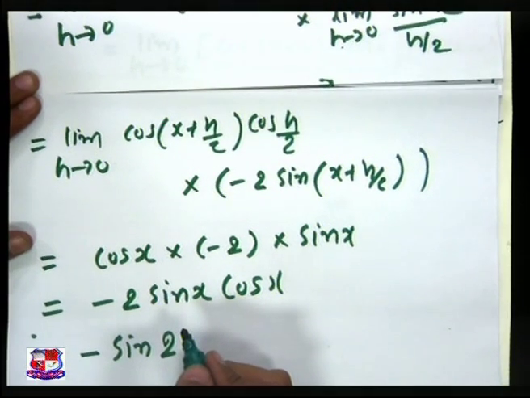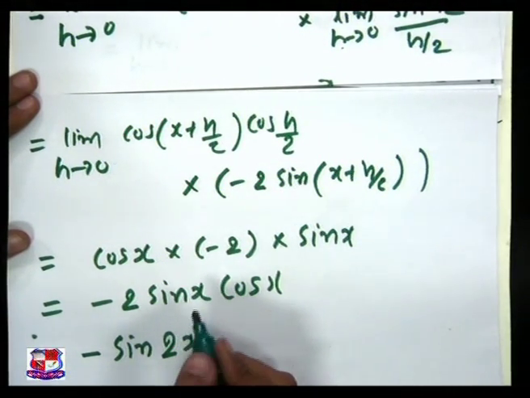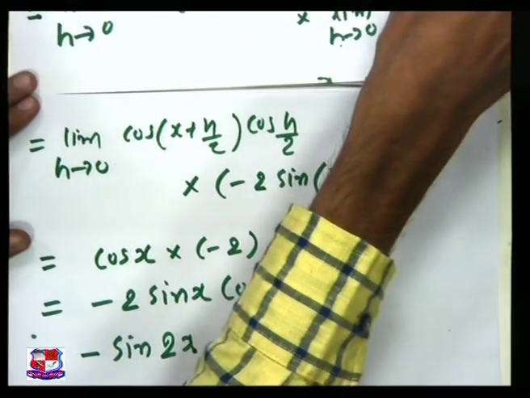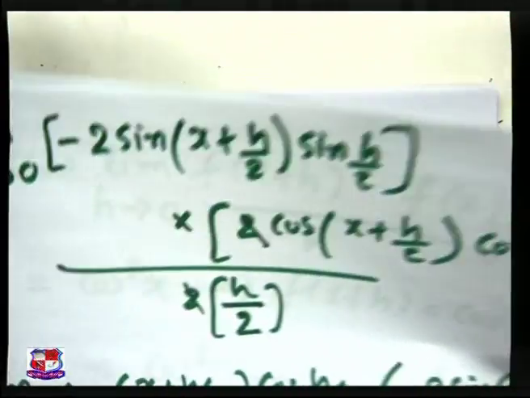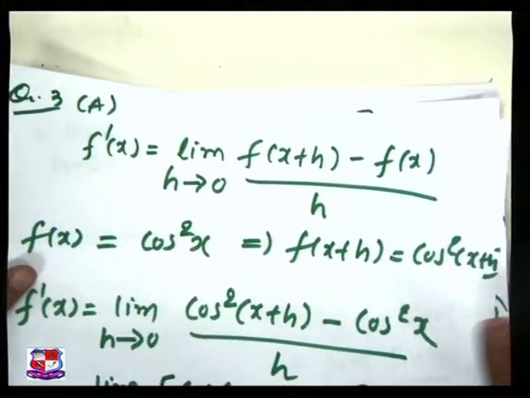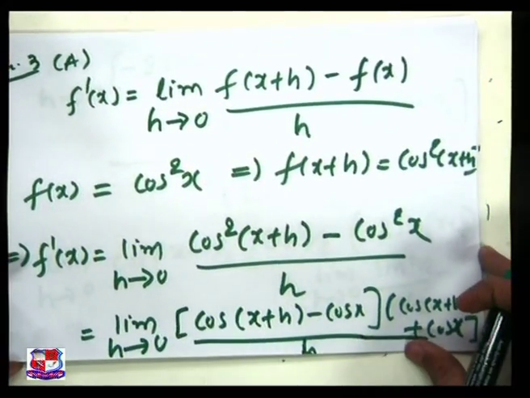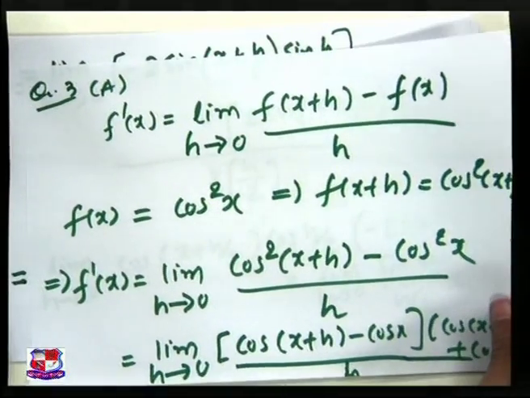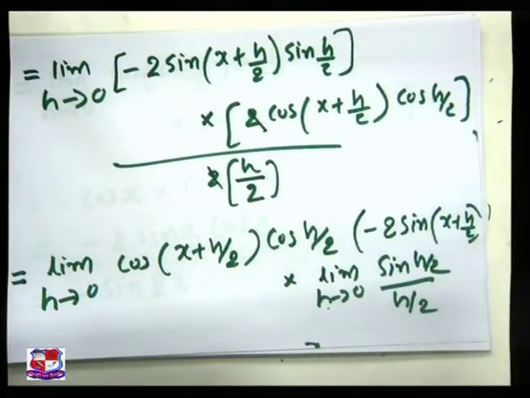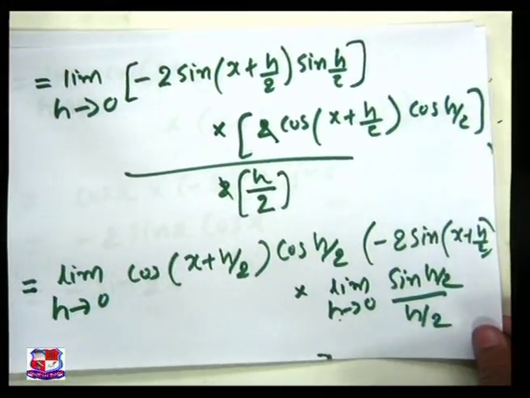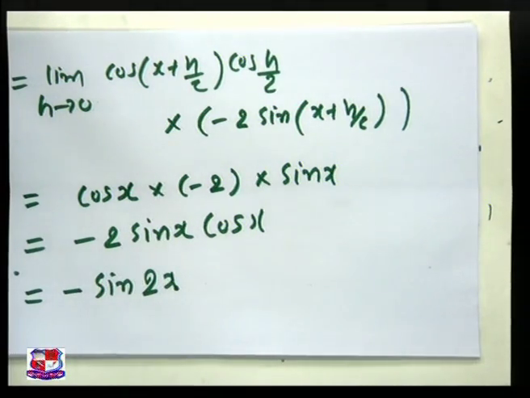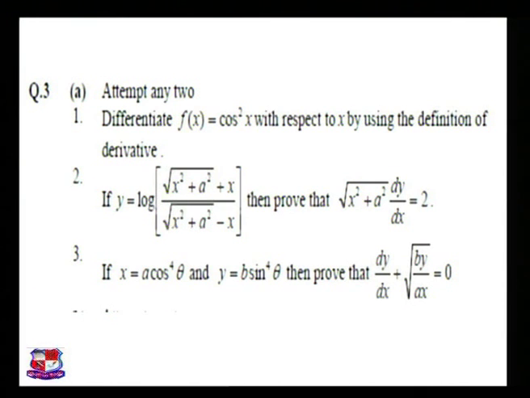So differentiation of cos square x, that is f dash x, is equal to minus sin 2x. So in this way, using the definition of differentiation, we can find the differentiation of cos square x, using the definition limit h tends to 0 f of x plus h minus f of x upon h. So in this way we have found the differentiation of f of x is equal to cos square x, right? So this is the solution of differentiation of cos square x using the definition of derivative. So this one is for the first part of question 3a.